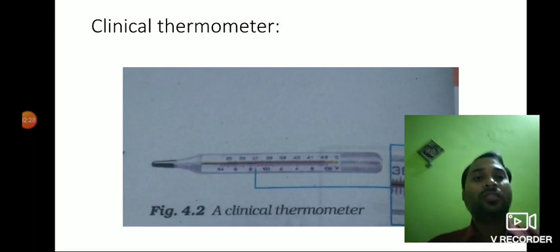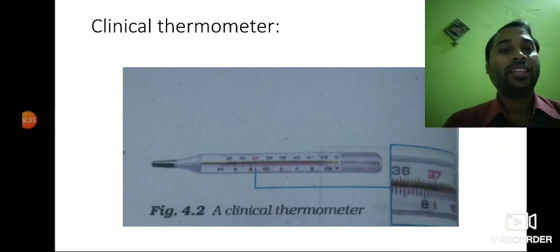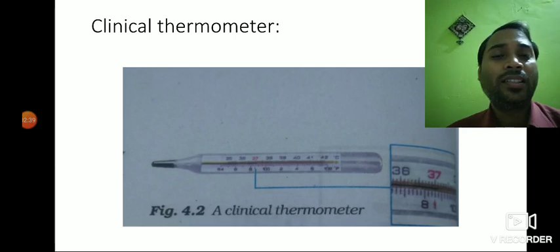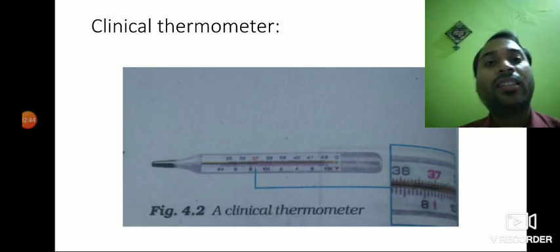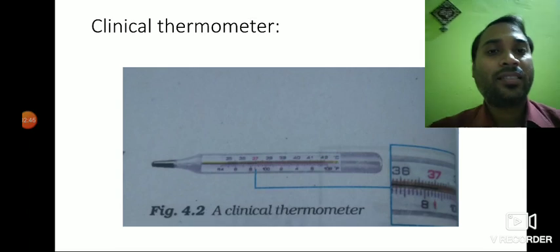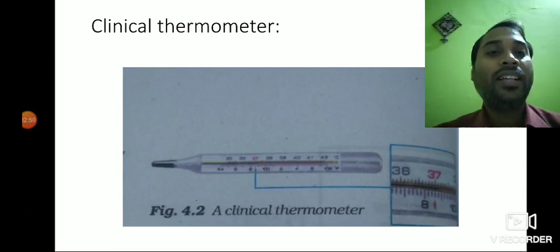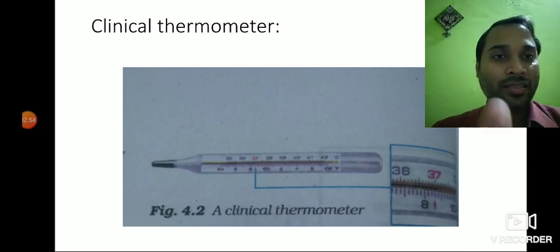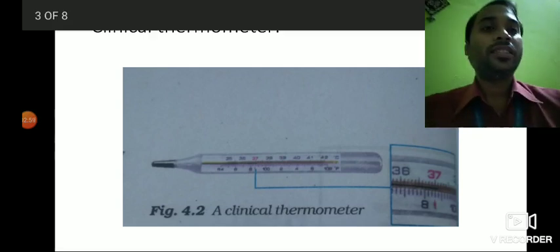The first topic is the clinical thermometer. This is a diagram showing a clinical thermometer. You can see there are different parts in this thermometer, starting from the bulb that comprises the mercury, and you can see the color is like silver. So that is the bulb, and then in between, if you look clearly, you will find there are two scales used here.